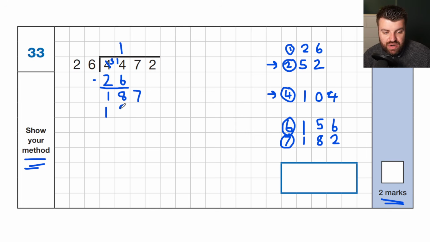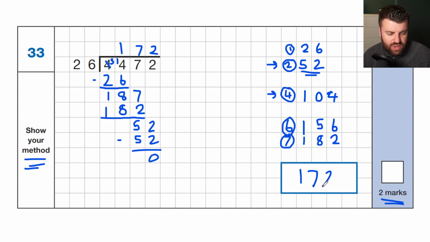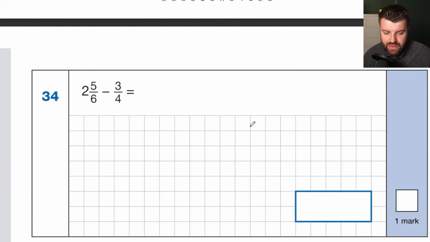So we're going to take off 182. We're going to say, that is 7 lots. And we're going to see what's left over. The 100 and the 80 cancel out. 7 take away 2 is 5. We bring down the 2. And luckily for us, look, it fits perfectly. 2 26s are 52. So we put 2 lots at the top. And we have nothing left over. 172 fits perfectly. Amazing. Just a few questions left now, guys.